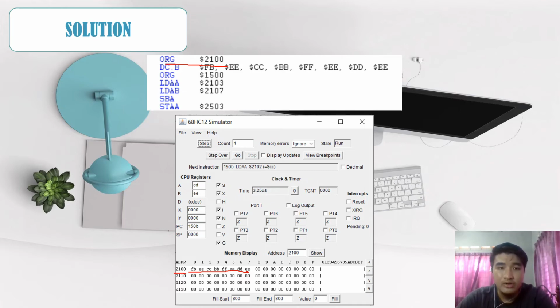Next, $1500 is the value of the PC. The instruction LDAA is the instruction to load the value of $2103 into accumulator A. It is the same with LDAB, where we want to load this value to accumulator B. Then SBA is the subtraction instruction where we subtract the value of A with the value of B. The answer will be stored at A.